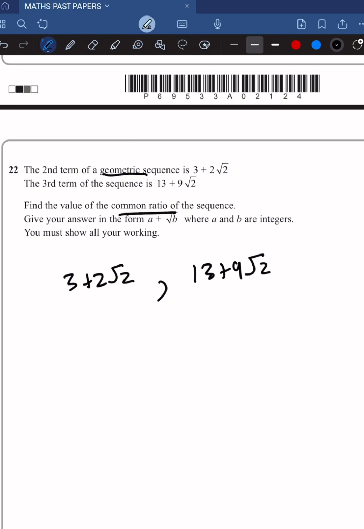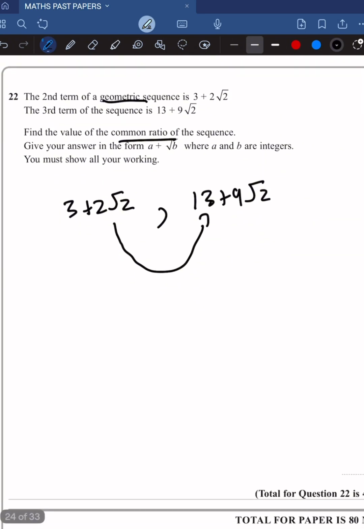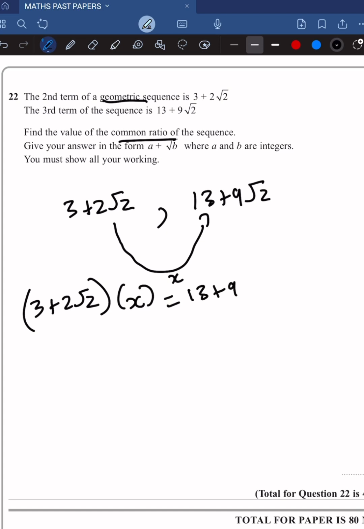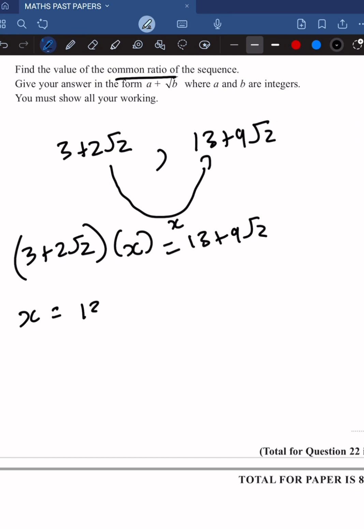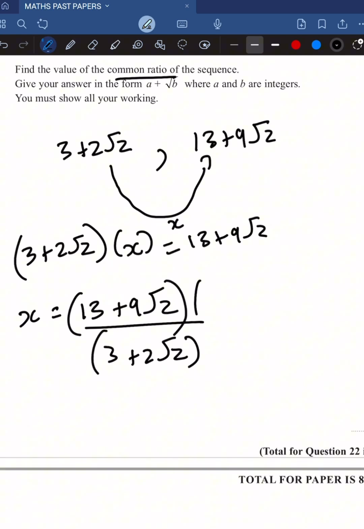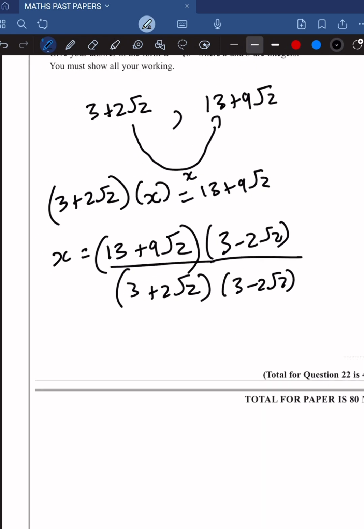The common ratio is essentially, how do we go from this to this? What can we multiply? So to work that out, 3 plus 2 root 2 times x equals 13 plus 9 root 2. Now I already know I'm going to have to rationalize this, so x equals 13 plus 9 root 2 over 3 plus 2 root 2. Now I can't leave it in that form, so I multiply by 3 minus 2 root 2 over 3 minus 2 root 2.